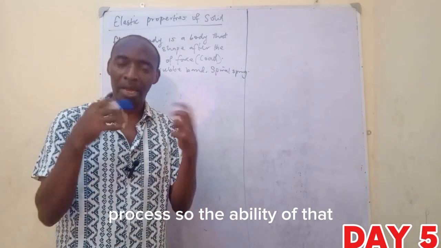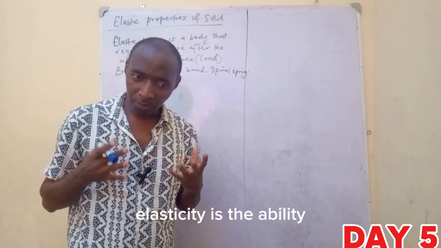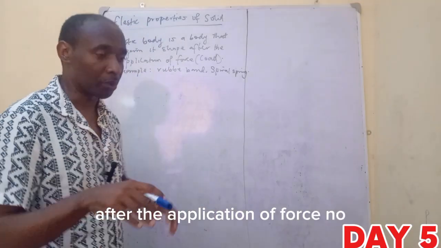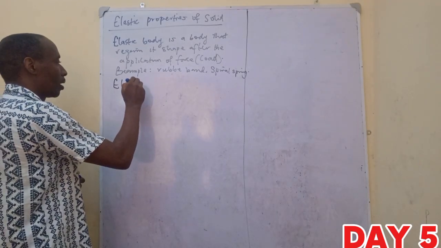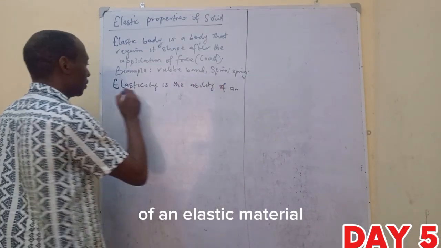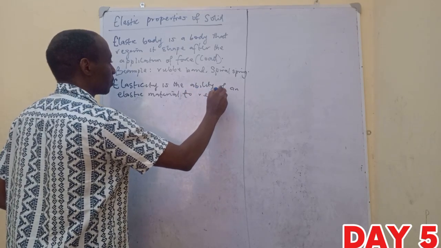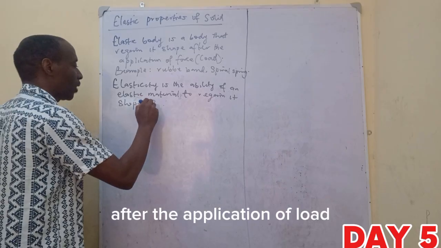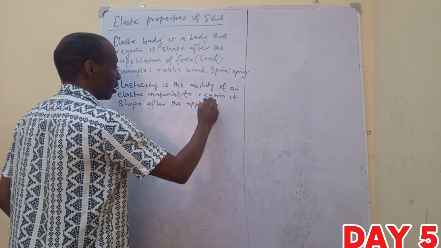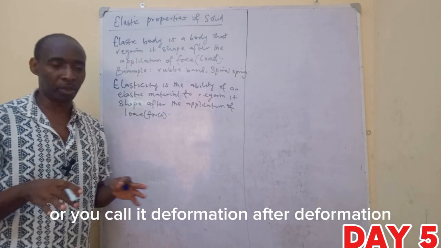So the ability of a body to regain its shape after the application of load is what we call elasticity. Elasticity is the ability or the tendency of an elastic material to regain its shape after the application of load. So let's put it down. Elasticity is the ability of an elastic material to regain its shape after the application of load, or we call it deformation. You can call it force, anything, or deformation.